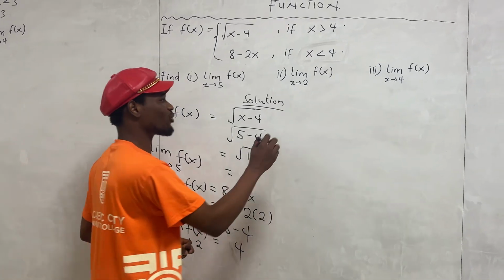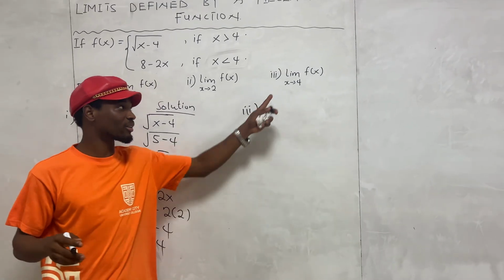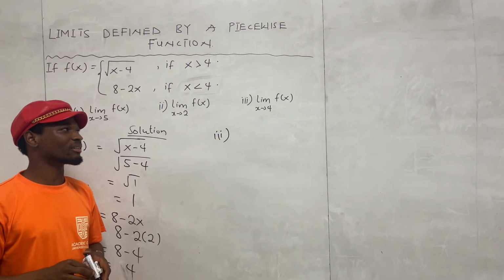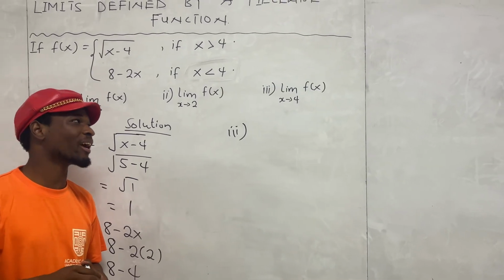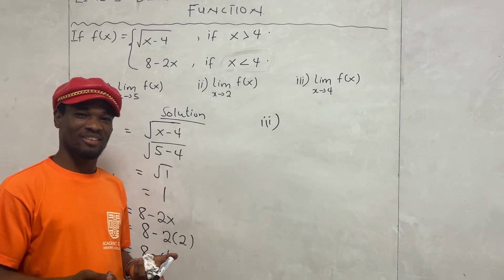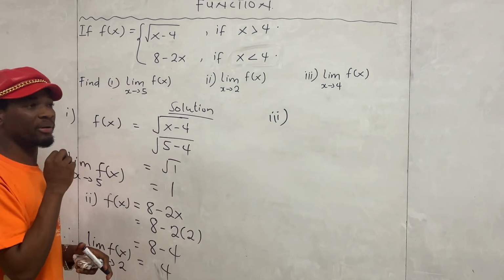Now, the third one. I'm giving you 2 seconds to think about it. Find the limit of the function f of x as x approaches 4. All right, good. Now, let's see what happens.